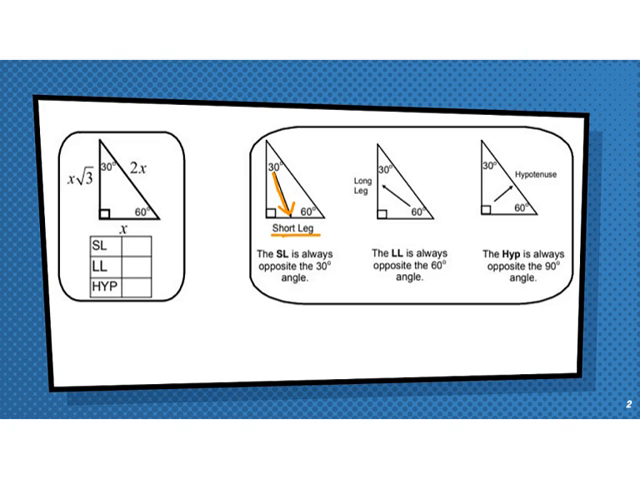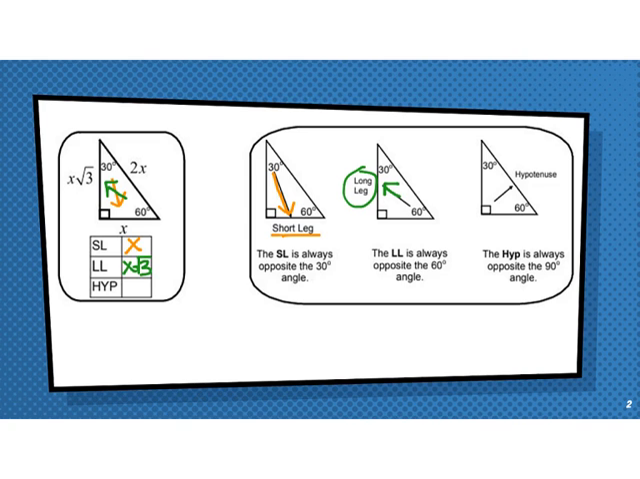So again, our short leg right now is going to be X here. The LL stands for our long leg, and our long leg is always going to be across from the 60 degree angle. So across from our 60 degree angle over here, we see that it is X square root 3.